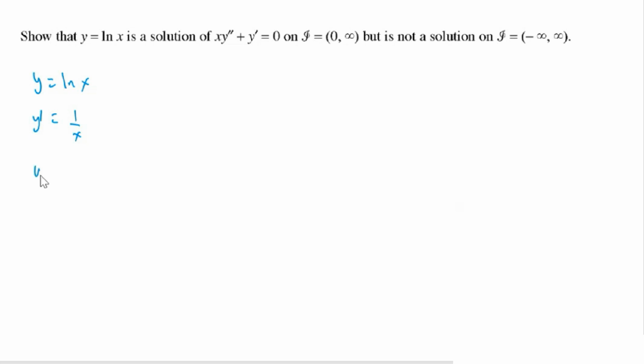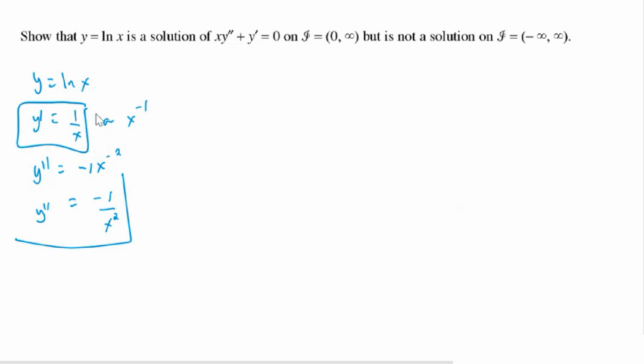And for y double prime, the expression of y prime is 1 over x, which is equal to x to the power of negative 1. Taking the derivative of this, we get negative 1 times x to the power of negative 2, or simply negative 1 over x squared, and that is the second derivative. This one is the first derivative, or you may also use the other form, x to the power of negative 1.